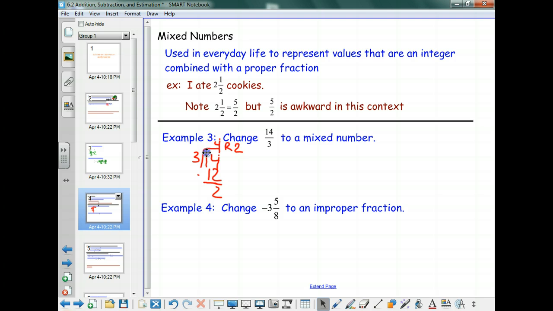Now then, what you want to do is actually write that as a mixed number. So the first part is the 4. The remainder is a 2, over the original 3 that you had as a denominator. So the denominator does not change. The whole number part, the quotient, is what came out of the division. The remainder becomes the numerator of the fraction. So then we remember how to change mixed numbers back into improper fractions.